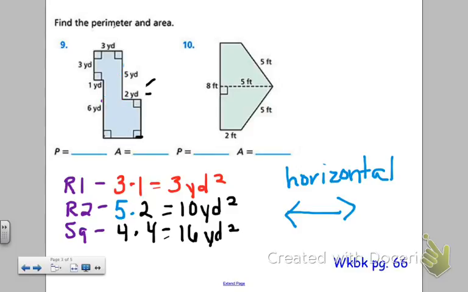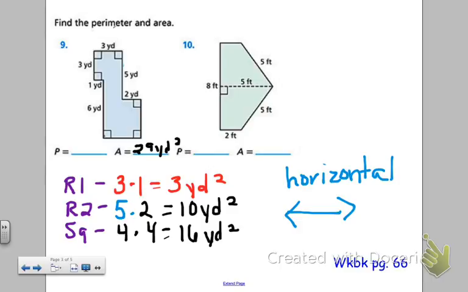Now all that's left is to add them all up, and we will have our total area. So 10 plus 16 plus the other 3, that's going to give us 29 square yards. There's other ways you could have broken this up and found the area. No matter which way you go about it, you are going to get an area of 29 square yards.